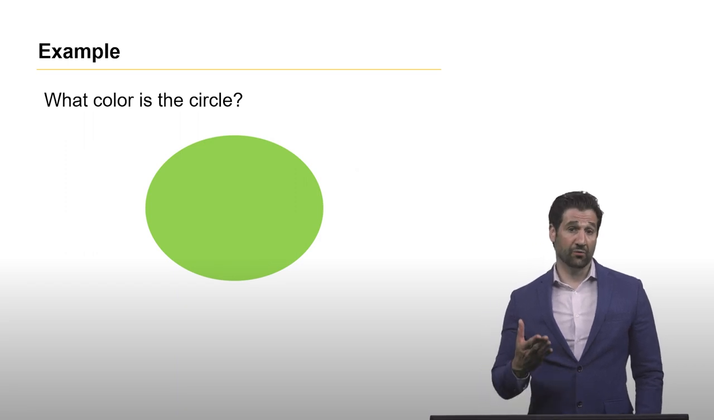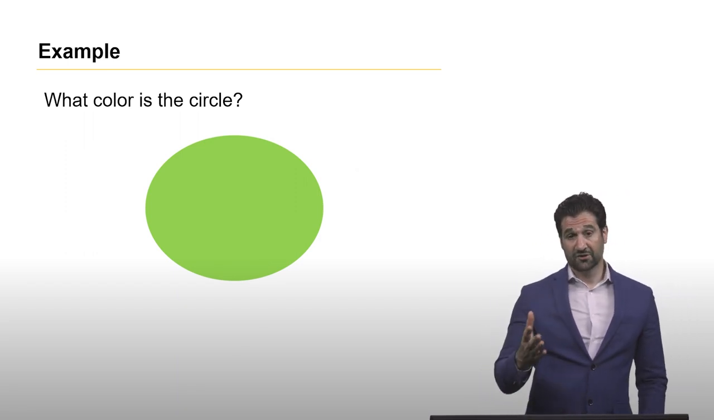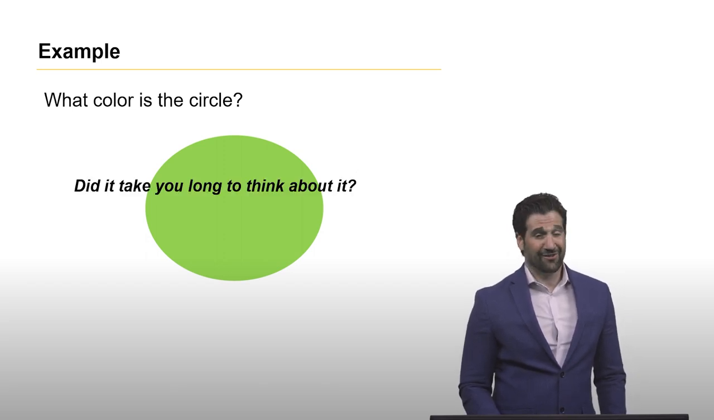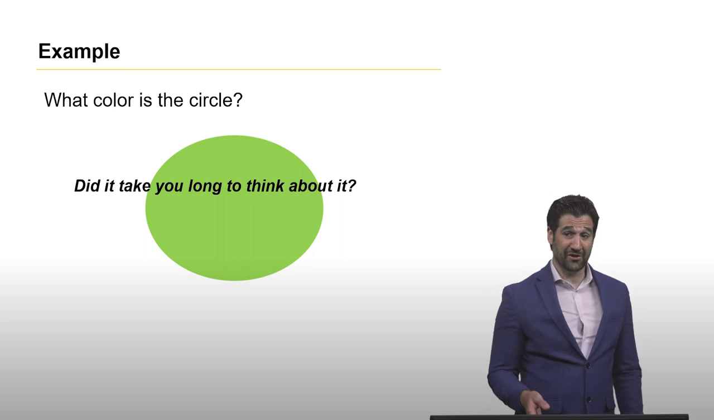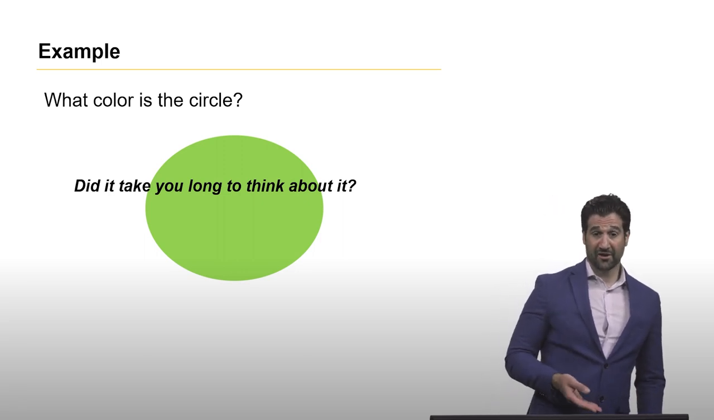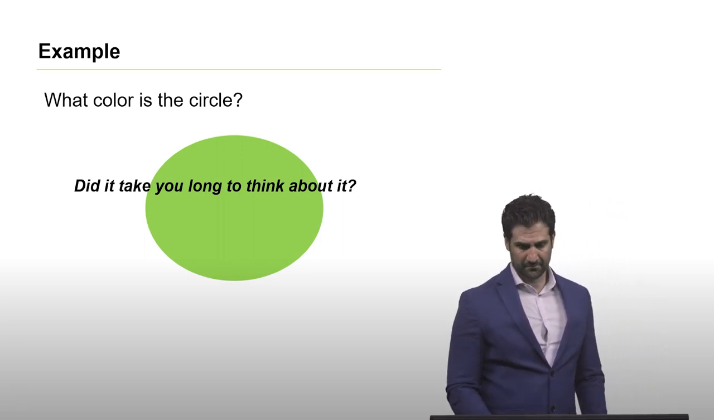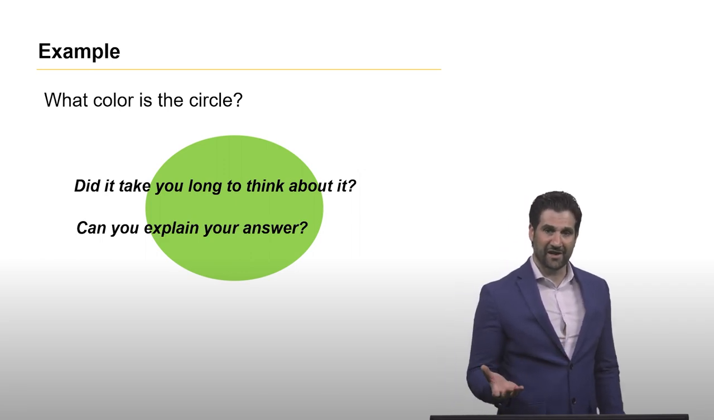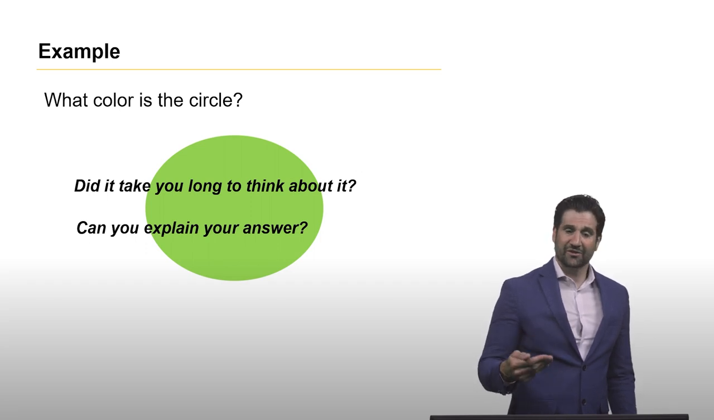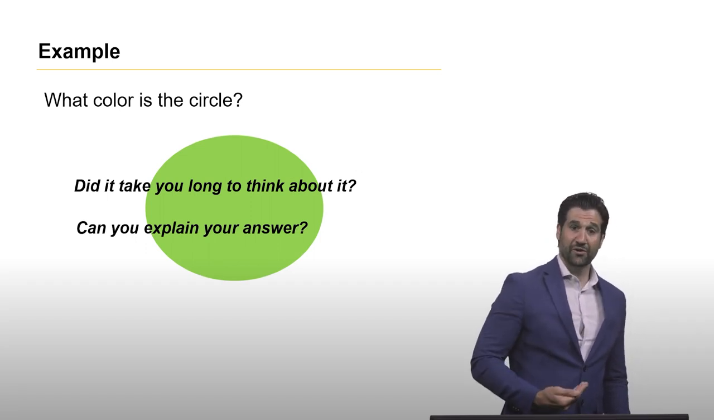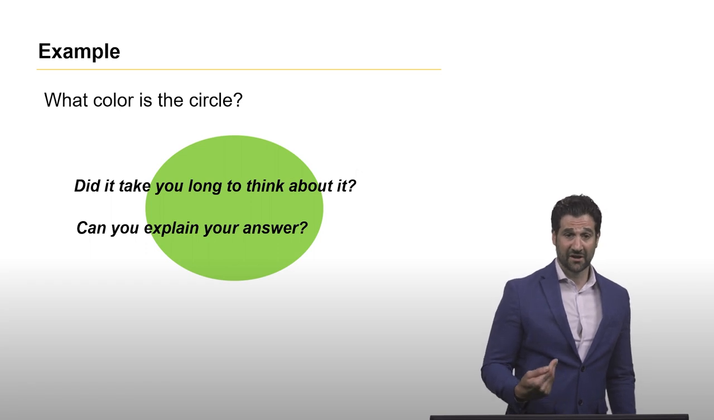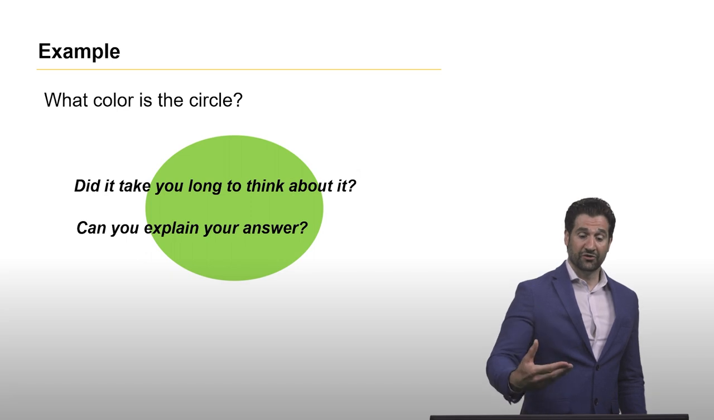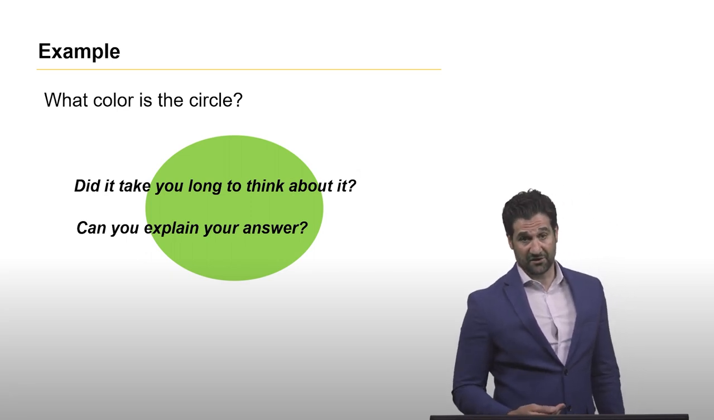So let's give an example. What's the color of this circle? So boom, right away, everyone's saying, well, it's green. How long did it take you to think about it? Probably not long at all, because you learned when you were a very young child that this was green. Can you explain your answer? Chances are you probably can't, because there is no real thought process. You just know that it's green because you instantly recognize it. This is a classic example of system one thinking. You see something, you recognize it instantly.